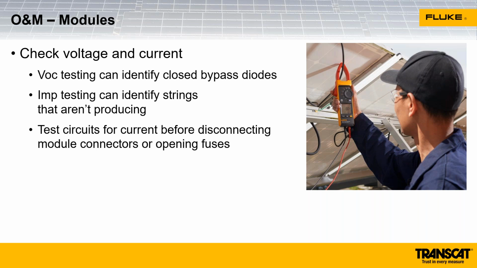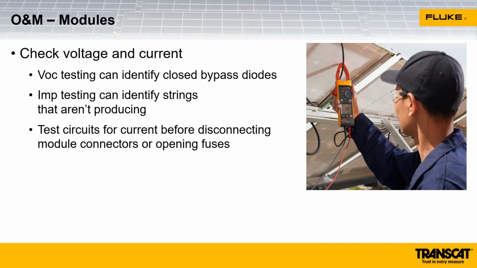You can do maximum power current testing with the system operating. That is a good way to see if a module string is actually working or not. Here is a technician measuring current in that string of modules, and if you look closely on that 393 meter, he's getting 0 amps, so that string of modules is not working at all.